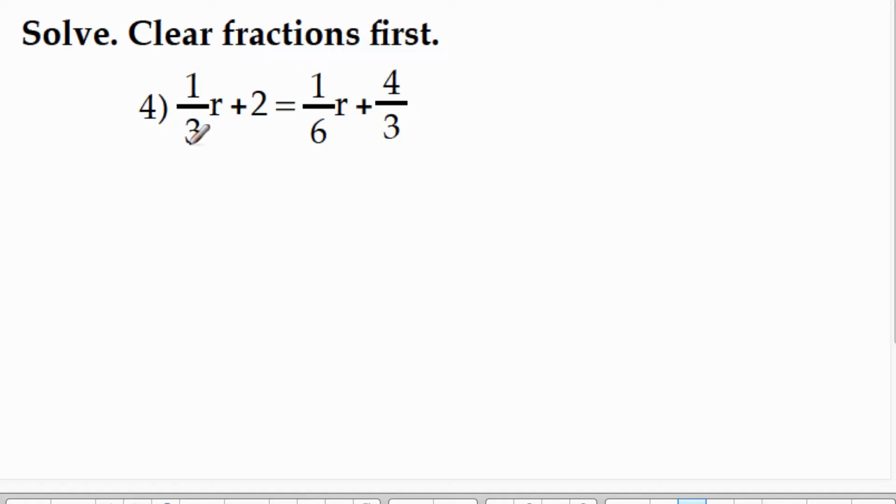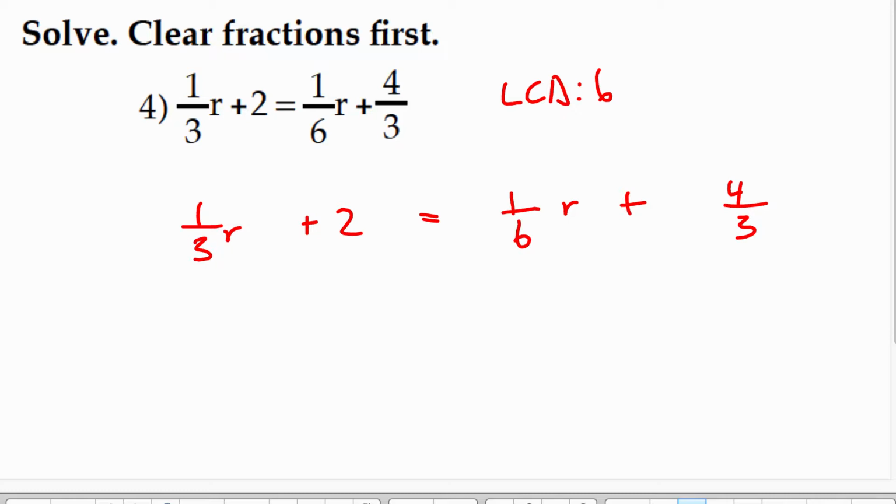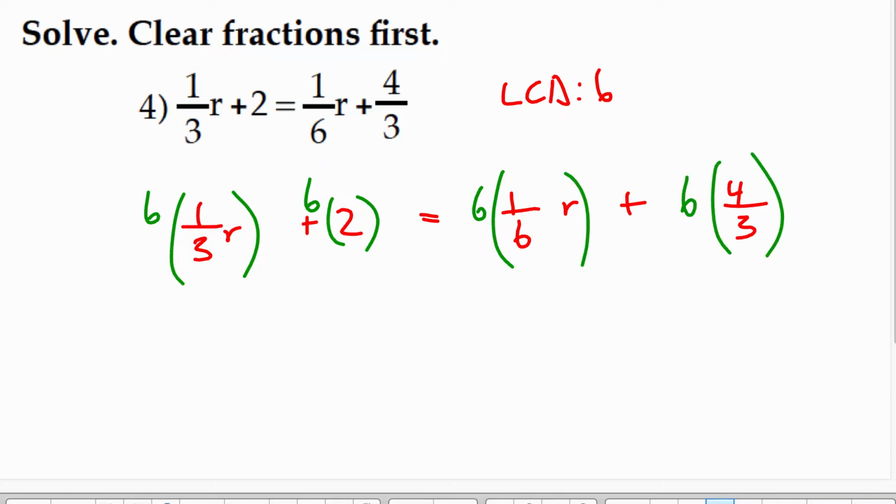You first find a lowest common denominator, which in this case will be 6, and then take every term, so 1/3 r, the 2, notice I'm leaving myself room, the 1/6 r, and the plus 4/3. So I'm going to take each one of those terms and multiply it by my lowest common denominator. So 6 times this one, by 6 times this one, by 6 and times this one, by 6.